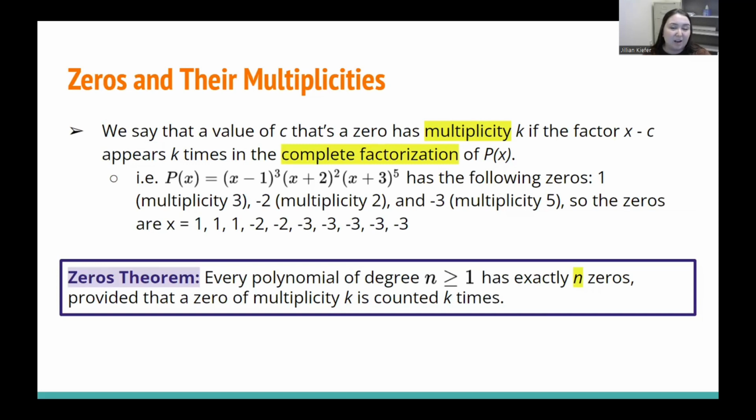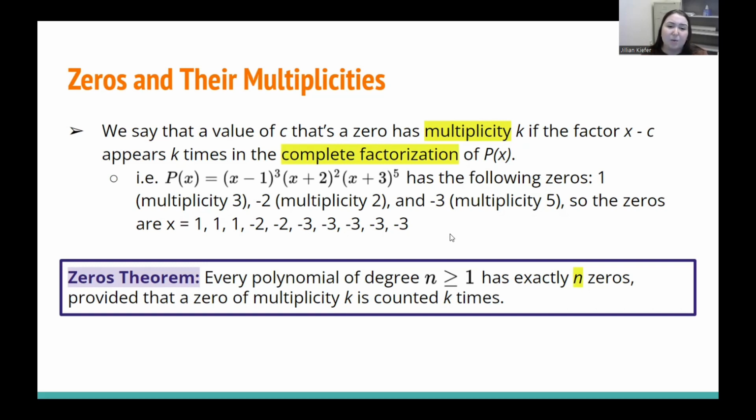So we're saying that if we have this value of c that's a zero, then its factor would be x minus c. And if x minus c had an exponent k, it would appear k times in the complete factorization of p of x. It would show up as many times as the exponent said. And that means that it would have multiplicity, and the multiplicity really means the exponent. So, as an example, say p of x is some function: x minus 1 cubed times x plus 2 squared times x plus 3 to the power of 5, like what we have in this polynomial here.